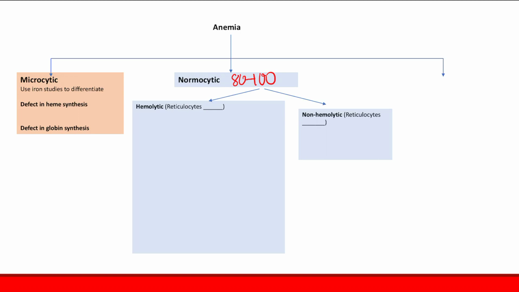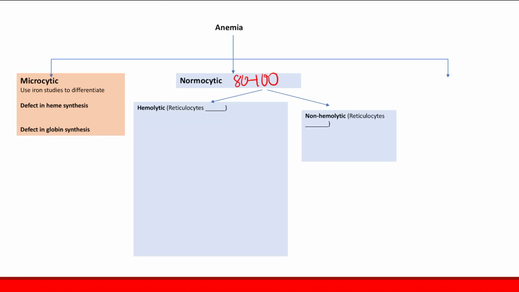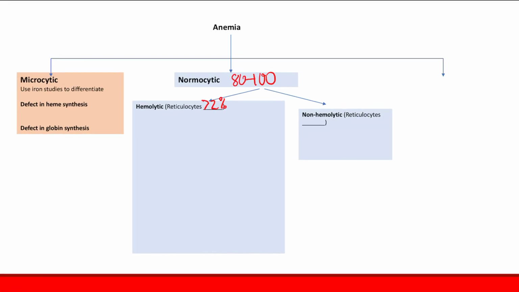And in hemolytic anemia, what happens to the reticulocyte count? Remember, it's going to be increased because you're going to be replenishing those hemolyzed red blood cells, so you're going to have over 2% reticulocytes. Non-hemolytic, remember the problem here, what's the problem? Is inability to make red blood cells. So you're going to have decreased reticulocytes as well, so it's going to be less than 2%.